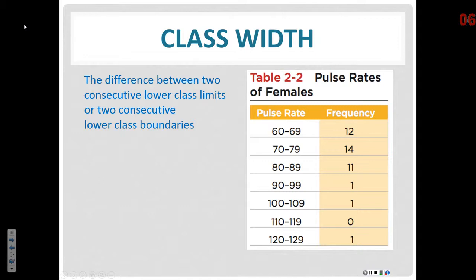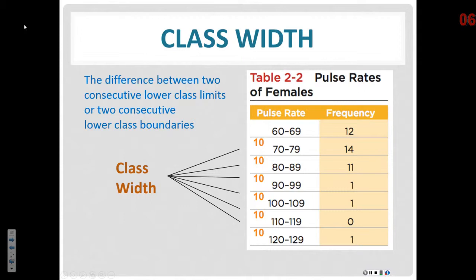Class width. By definition, this is the difference between two consecutive lower class limits. So what does that mean? What's the difference if I'm going from 60 to 70? 10, right? What do you notice? I have that same difference between all of my lower class limits, right? That's how I actually use this class width to build this table.